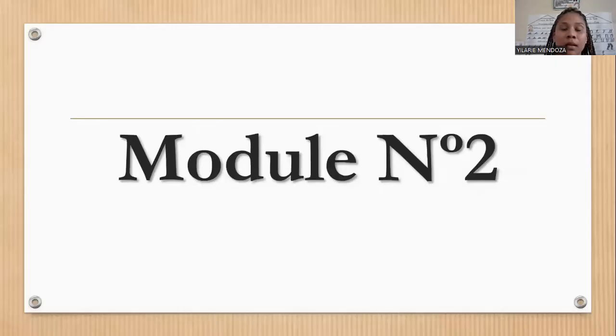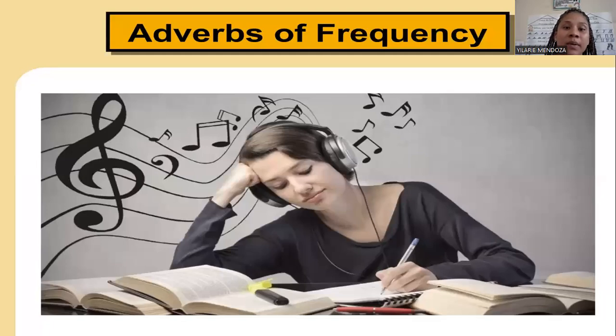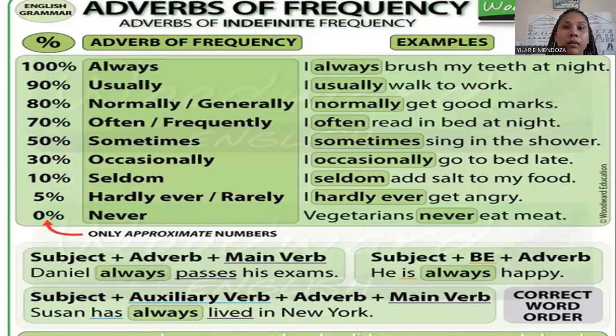Okay. In module number 2, adverbs of frequency. The adverbs of frequency are always, usually, normally, often, sometimes, occasionally, seldom, rarely, or never. Okay? Always is at the top and never is at the bottom. The form for using adverbs of frequency is subject plus adverb plus main verb. Example: Daniel always pays his exam.